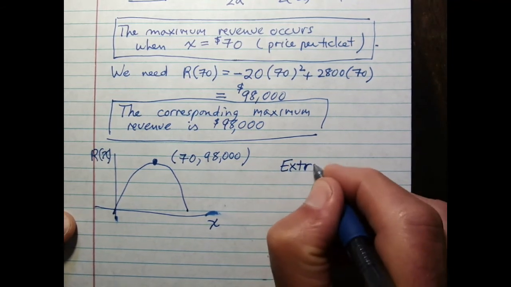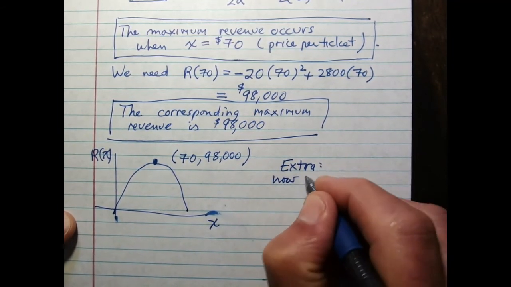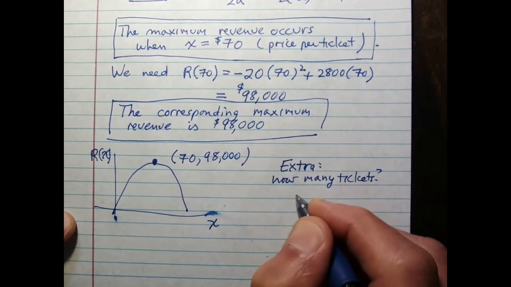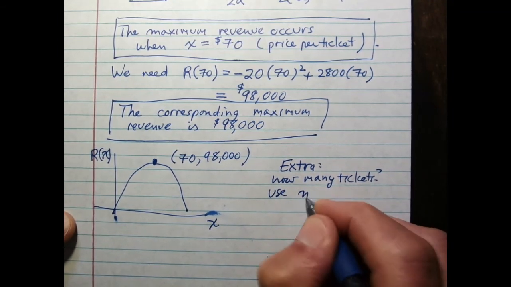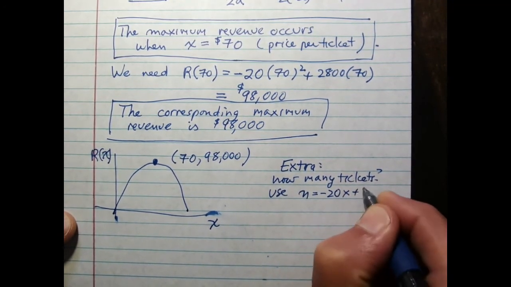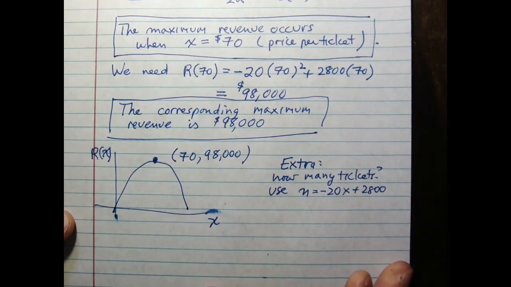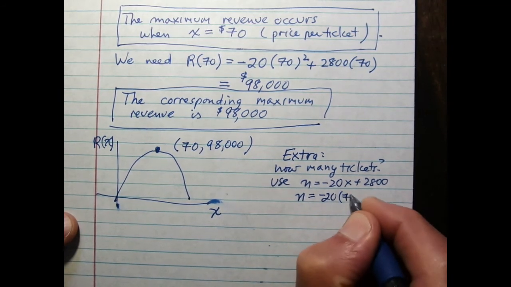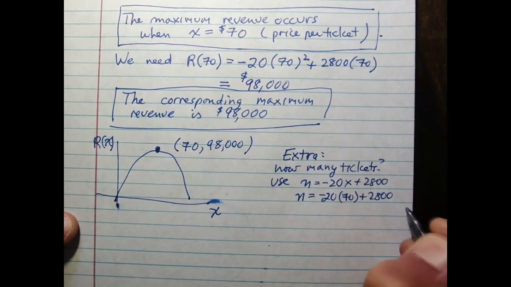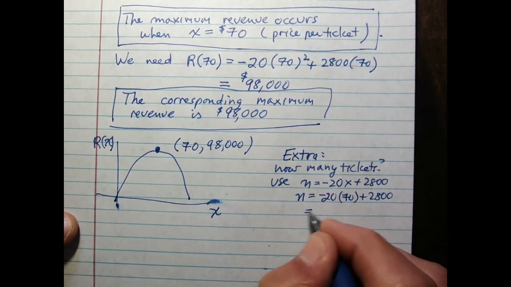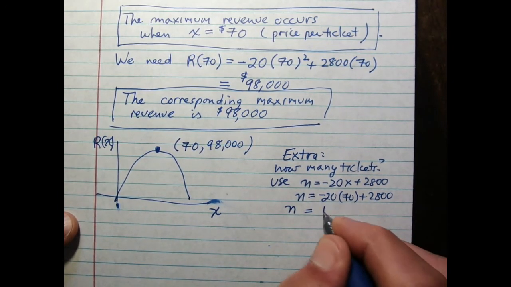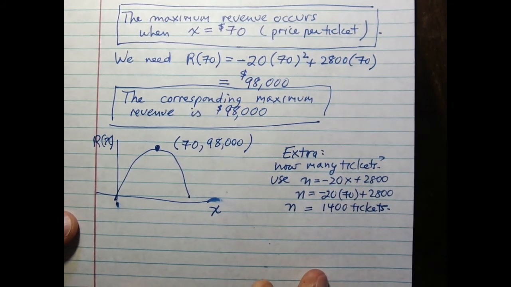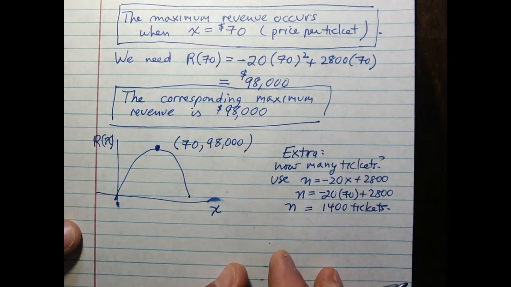Extra, if you're just wondering how many tickets are being sold, you can use that n equals negative 20x plus 2,800. n is equal to negative 20 times 70 plus 2,800. And I believe that's going to come out to be 1,400 tickets. But they didn't actually ask us for that, so I'm not going to put that in a box. And that doesn't appear on this graph.